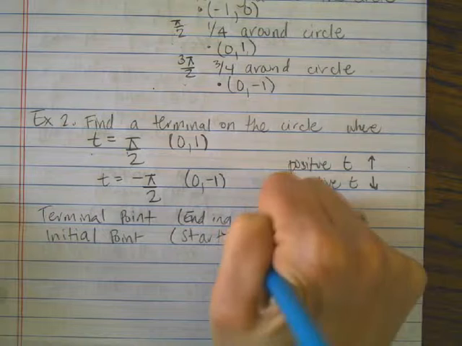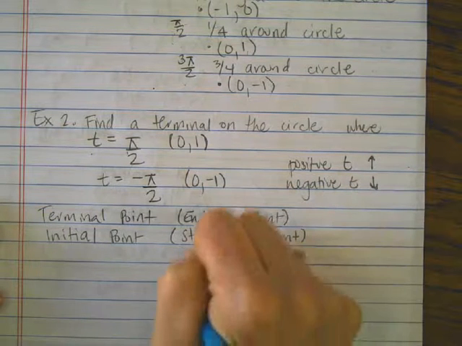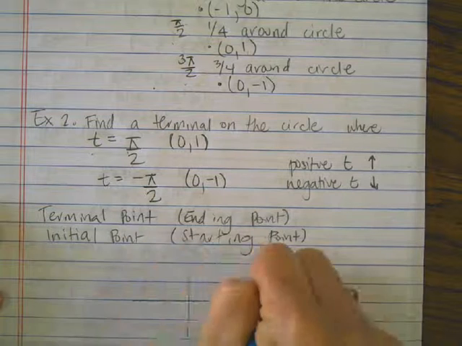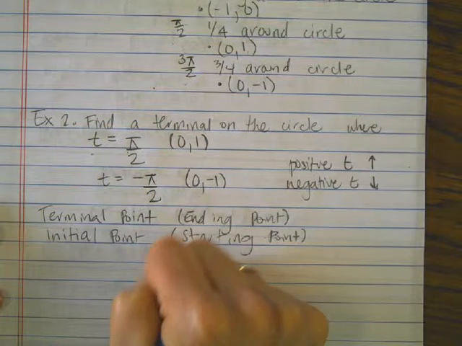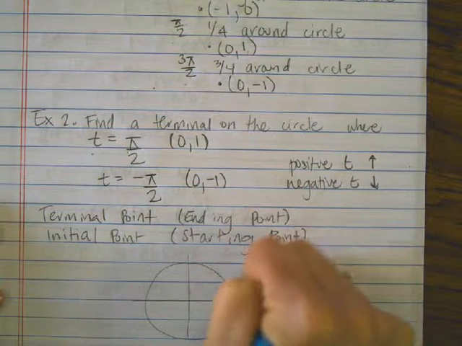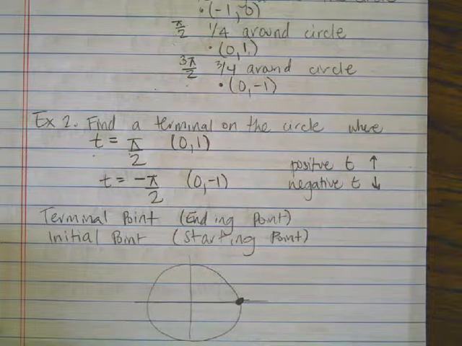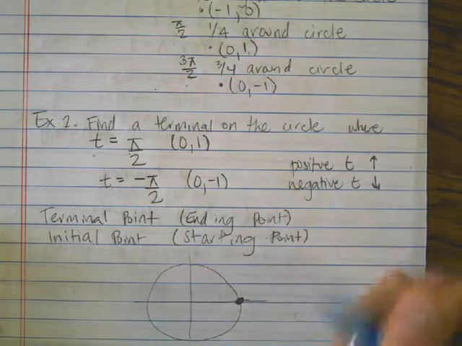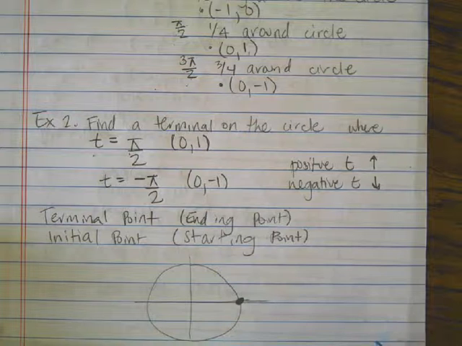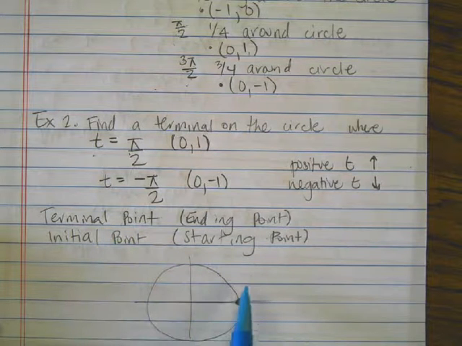The initial point will always be the same. That initial point, if this is our unit circle, is always here. This is always 0 and 2 pi. The terminal point is determined by how much you go around the circle.